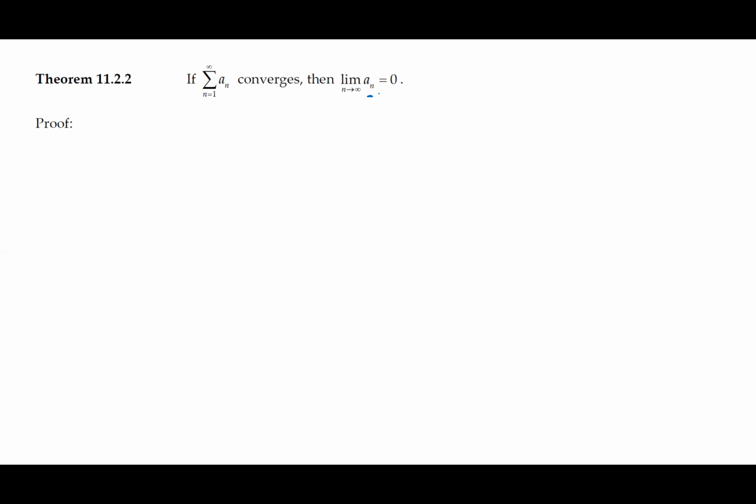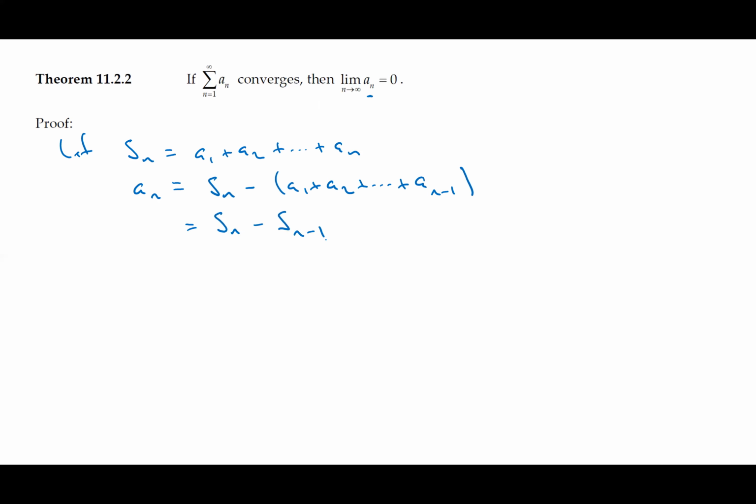So let's prove it. I'm going to let Sn be that nth partial sum. So A1 plus A2 all the way up to An, okay? And then I want you to notice that I could write An, or if I solve this for An, then I have Sn minus A1 plus A2 plus up to An minus 1, which is really the n minus 1 partial sum, okay?